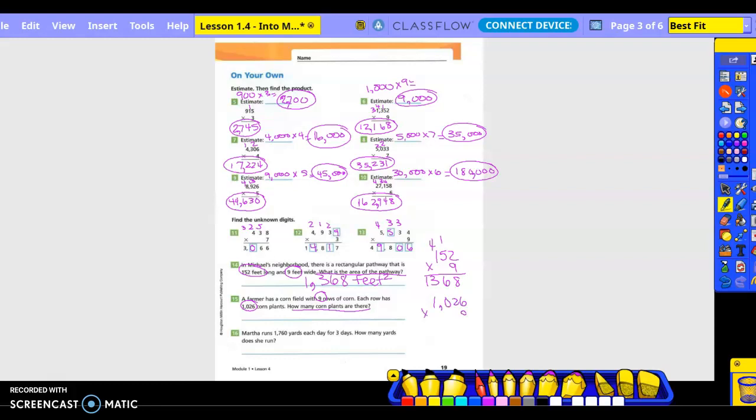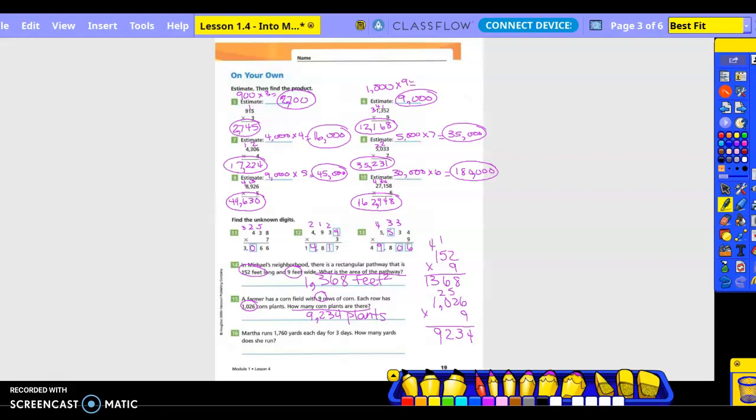1,026 times 9. 9 times 6 is 54. Put the 4, carry the 5. 9 times 2 is 18, plus 5 is 23. Put the 3, carry the 2. 9 times 0 is 0, plus 2 is 2. 9 times 1 is 9. Okay, so our answer is 9,234 corn plants.